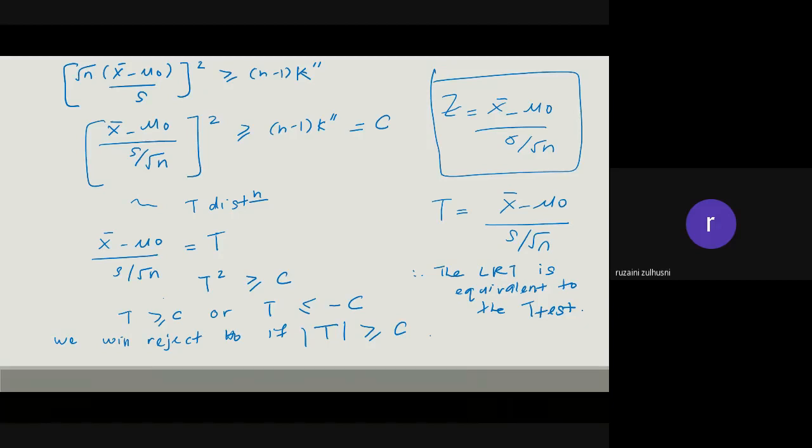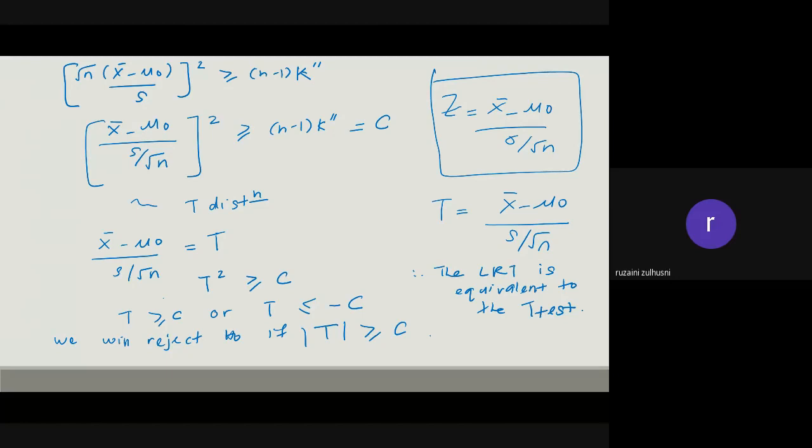So we have the t distribution, x bar minus mu naught over s over square root of n. You replace it in here, which gives t squared greater or equal to c. Since we have a square value, we have two values, positive or negative. So you will reject h naught when t is greater than c or t is less than minus c, or you can put it in terms of modulus, modulus t greater or equal to c. At the end, the likelihood ratio test is equivalent to the t test.